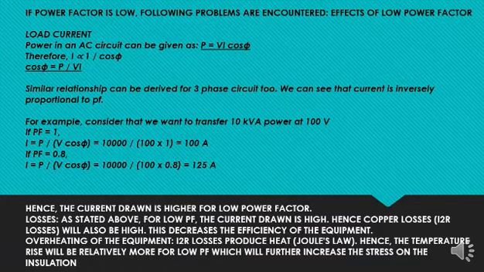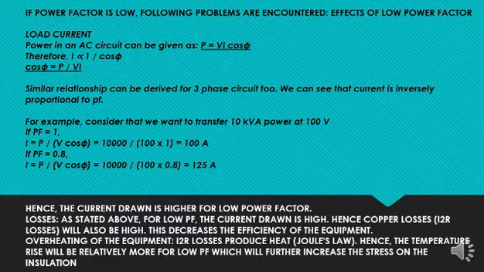As stated above, for low PF, the current drawn is high. Hence, copper losses, I squared times R losses, will also be high. This decreases the efficiency of the equipment. Overheating of the equipment: I squared times R losses produce heat. Hence, the temperature rise will be relatively more for low PF, which will further increase the stress on the insulation.